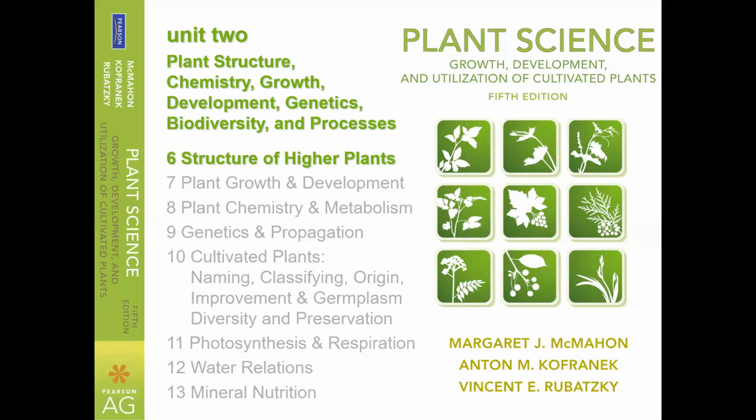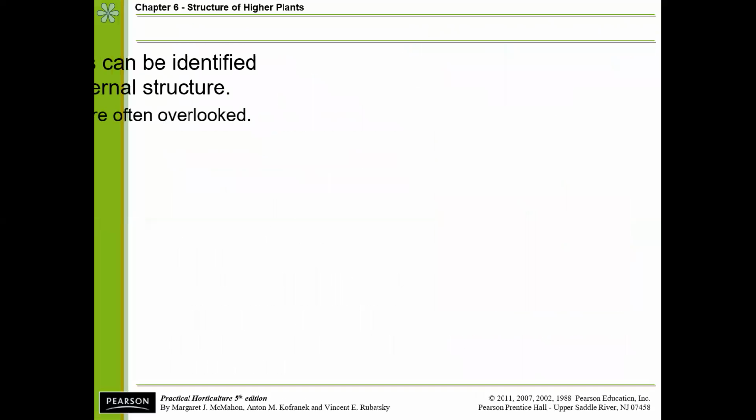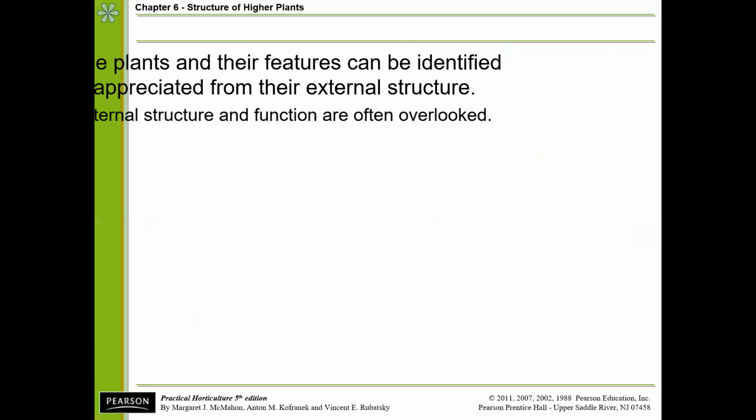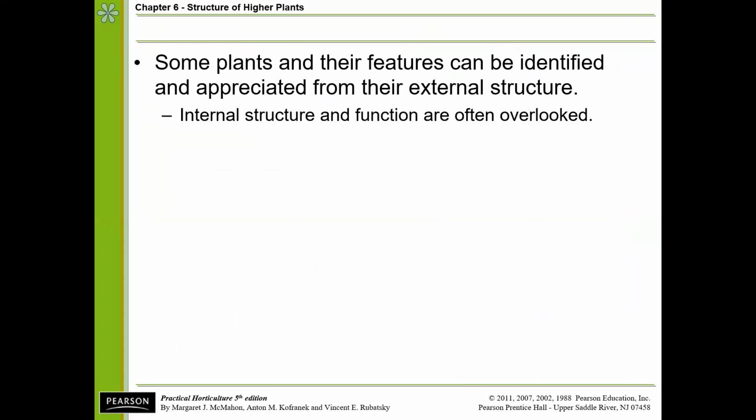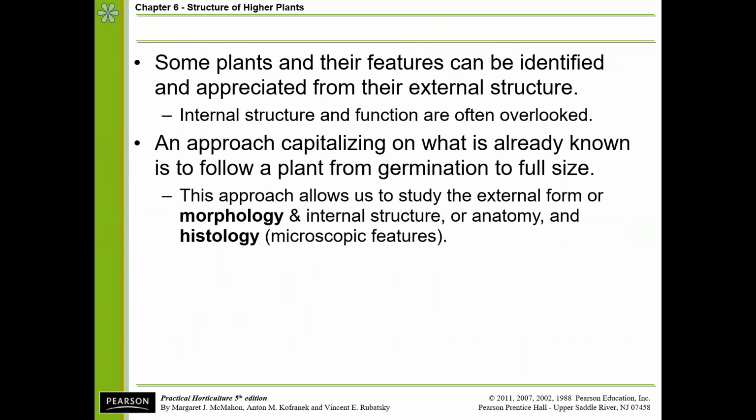So we start off just talking about the structure of the higher plants, which we consider those that we most often work with, the flowering plants. All right, so we look at plants and their features and identifying plants, mostly from the external structure of plants. We don't look as much at the internal stuff, even though we will discuss that and look some into the internal parts of plants. We use mostly the external stuff for identification and classification of plants.